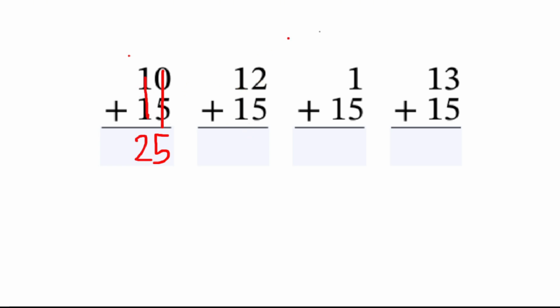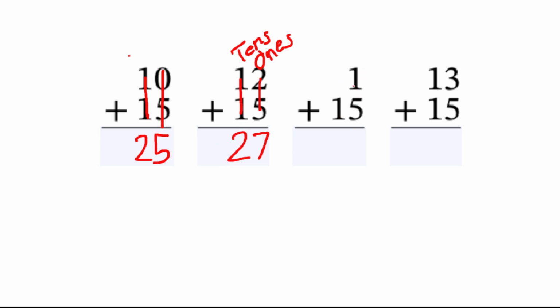Just to remind ourselves, we're going to be adding these from the ones placement first. I'm going to say 2 plus 5 is going to be 7. And then on my tens placement, I add it once again from top to bottom, 1, 2, and then I add to get 27. So my answer is going to be 27.